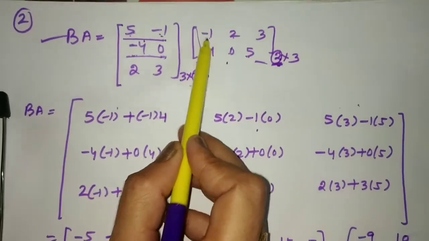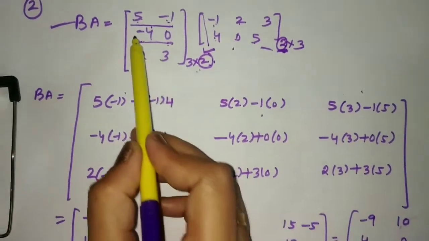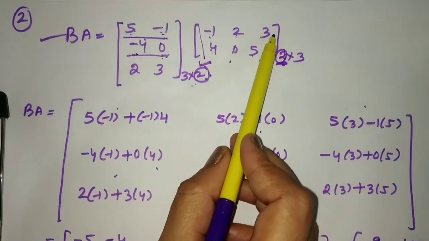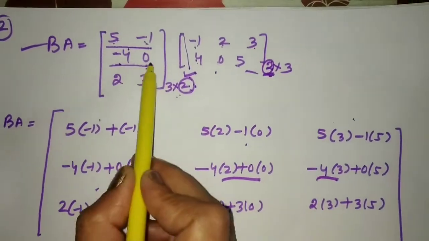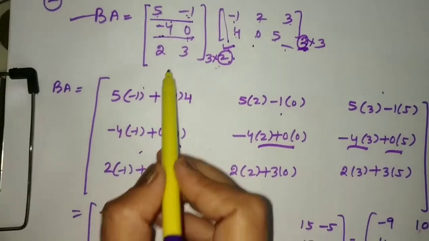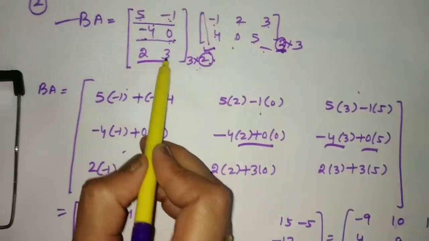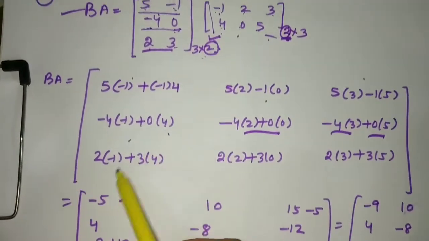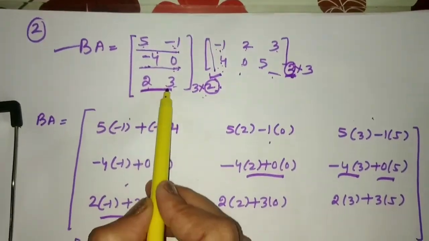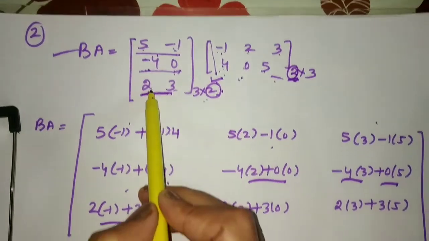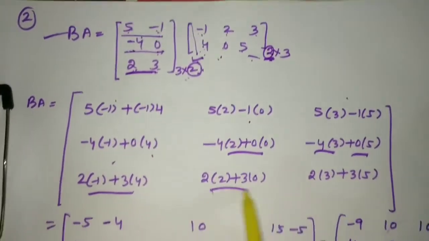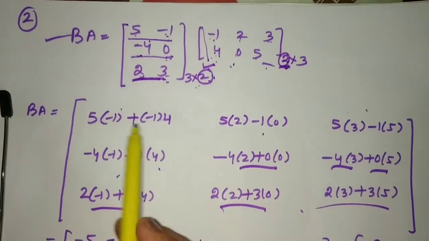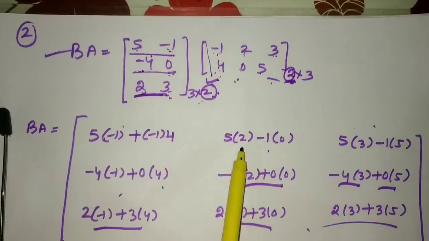Minus 4 into minus 1, 0 into 4. This I have written: minus 4 into 2, 0 into 0. Then minus 4 into the third column, minus 4 into 3 and 0 into 5. Now all the columns are finished, so I will shift to the third row. 2 into minus 1, 3 into 4. Firstly I multiply with the first column, then the third row with the second column: 2 into 2, 3 into 0. This I have written. Then 2 into 3, 3 into 5. This I have written.